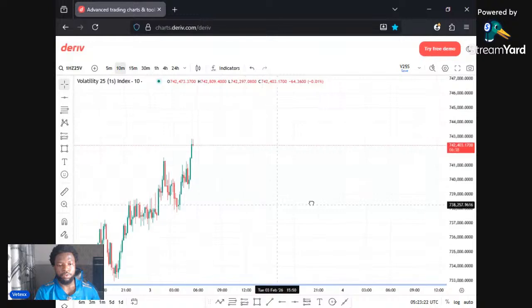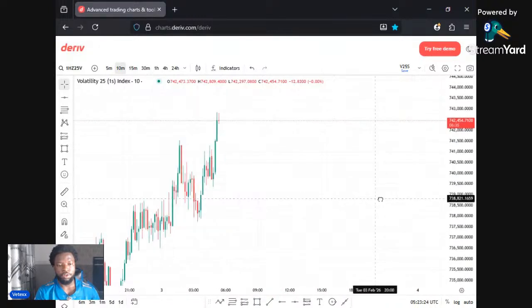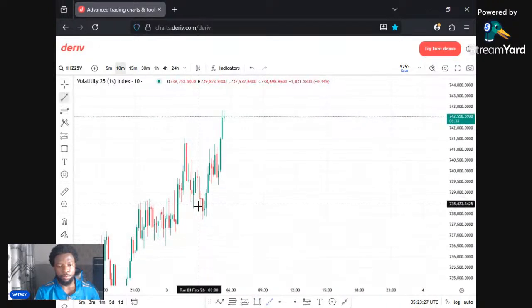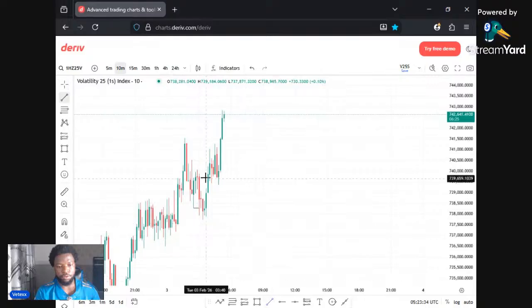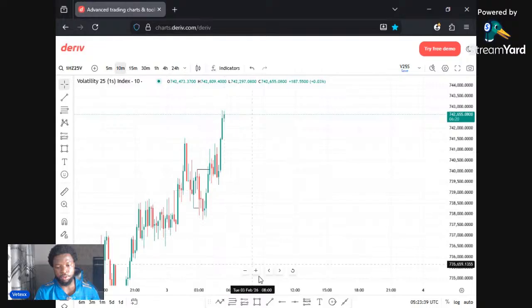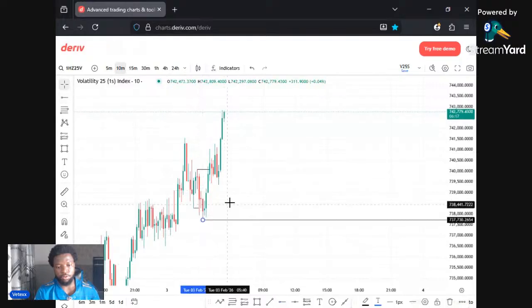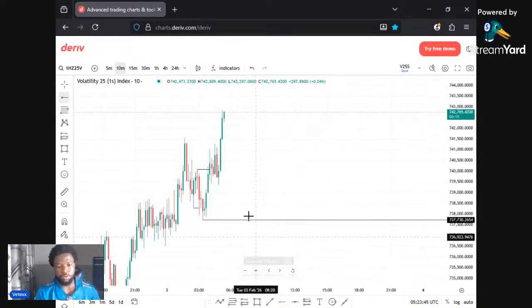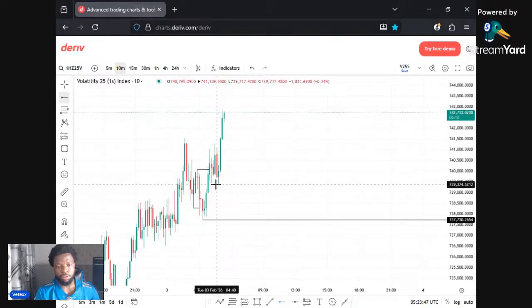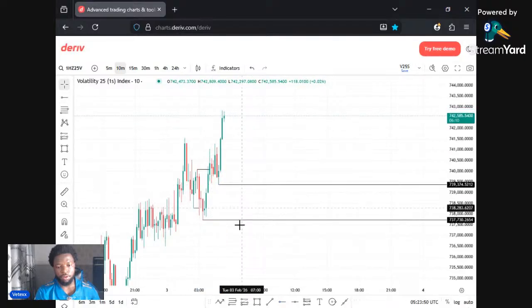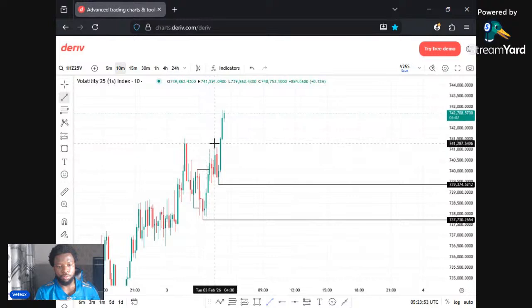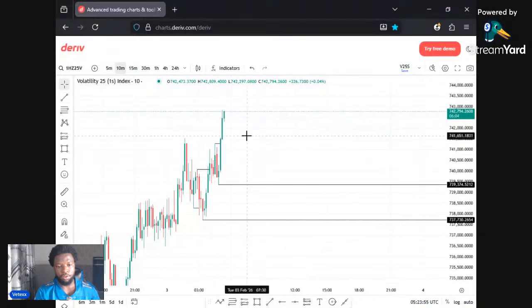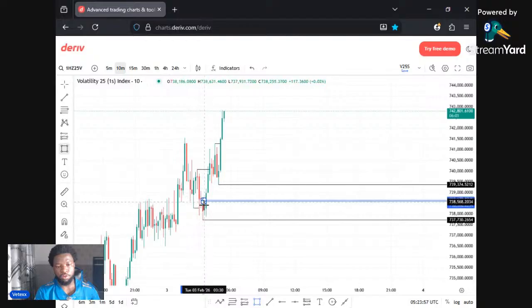We have this on the 10 minutes. We have this break of structure, tip of liquidity. Okay, we have this break of structure one, protected low. We have our structural liquidity here. And then this is our second break of structure, which is here. And then this is our point of interest.